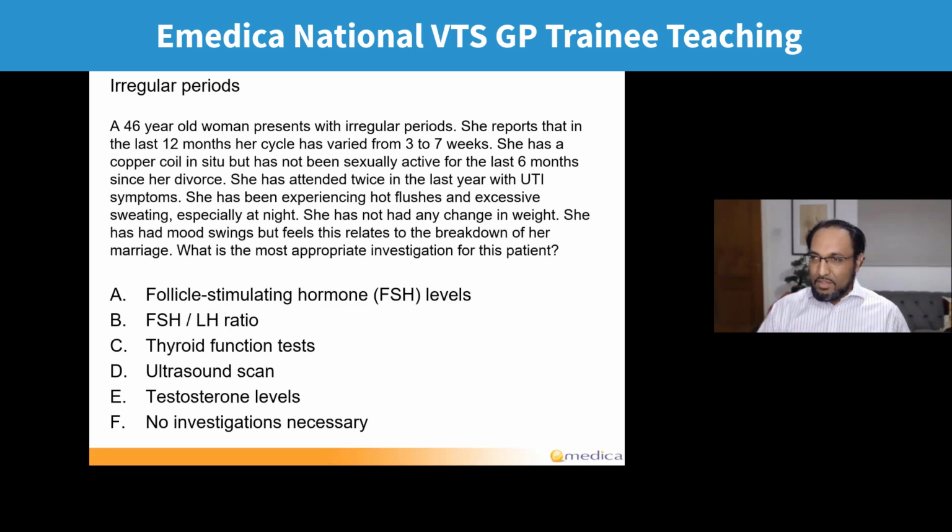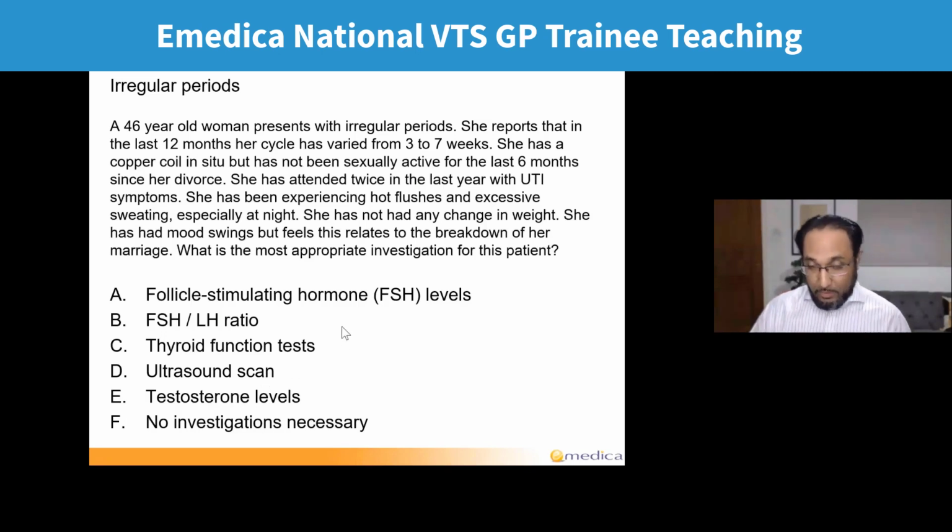Okay, great. So most popular answers are A, B, and F. So FSH level, FSH-LH ratio, and no investigations necessary. These were the 3 most popular answers. A few people picked thyroid, ultrasound, or testosterone, and a couple of people GH or I, which aren't even options here.